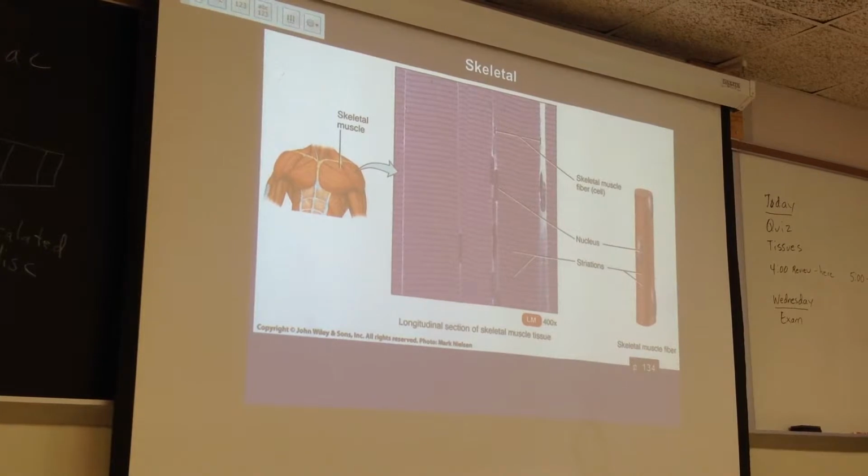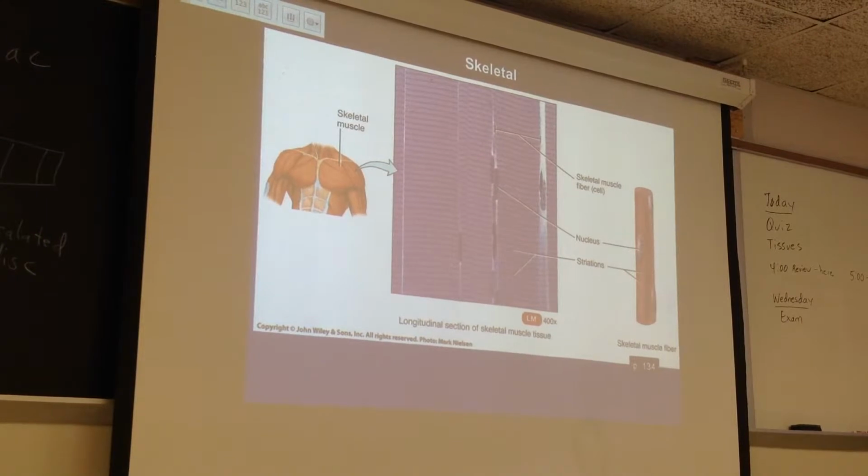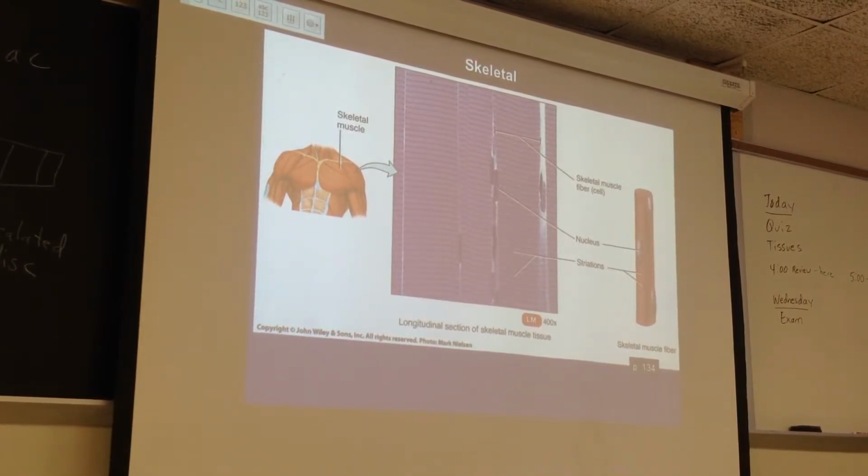Now some things work to some extent unconsciously as well. We've got muscles involved with breathing and we don't have to think to breathe. I mean, that's going to occur automatically. But most of them are under conscious control. They are voluntary muscles. Questions?